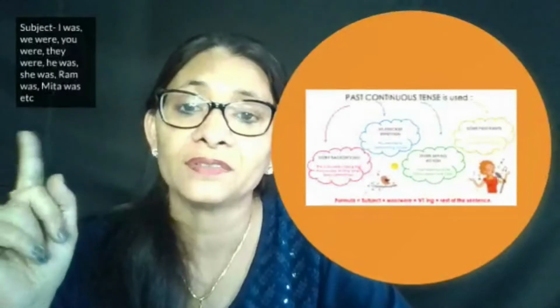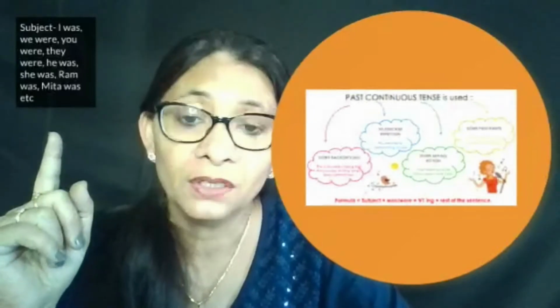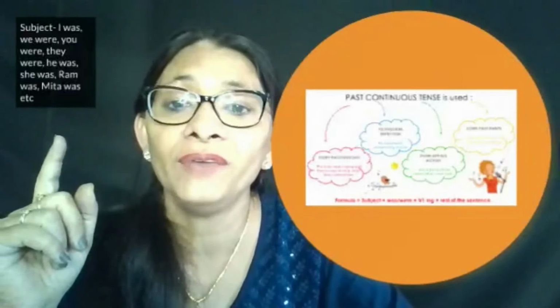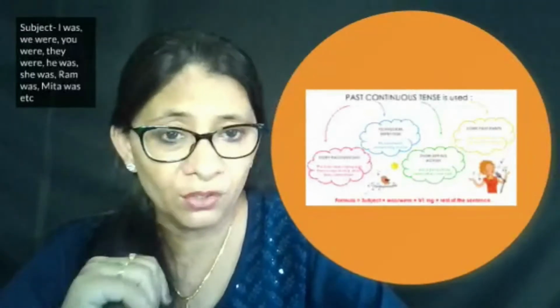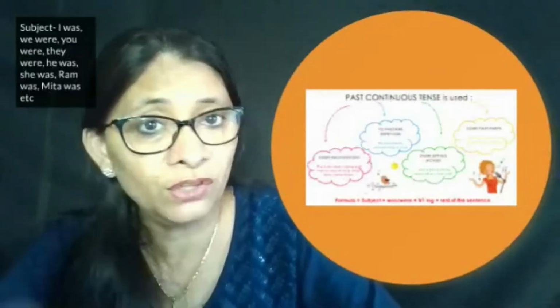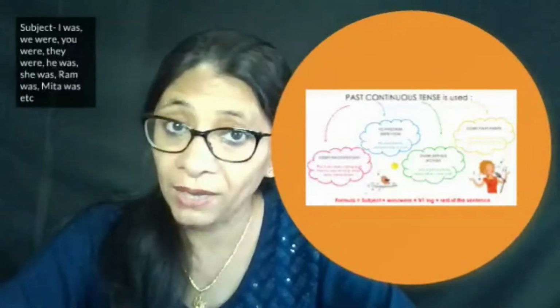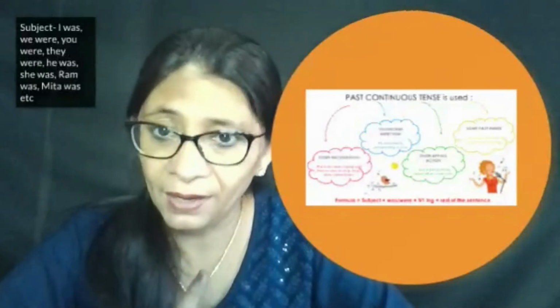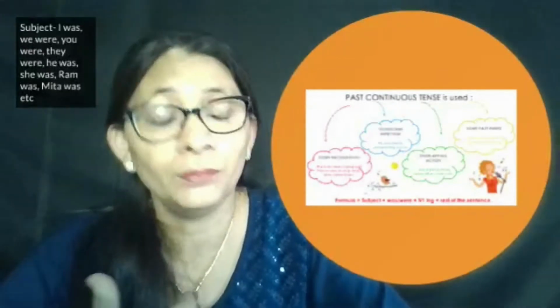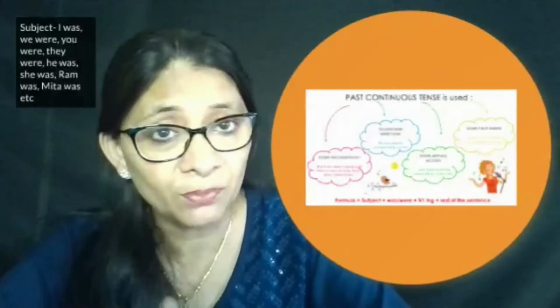First, you view this, what is written on top of my finger. See, subject: I was, we were, you were. So we are using was or were here, isn't it? So where do we use was and where do we use were? So was is used with I, then with third person, he, she, Ram, Mita, like that, with third person.